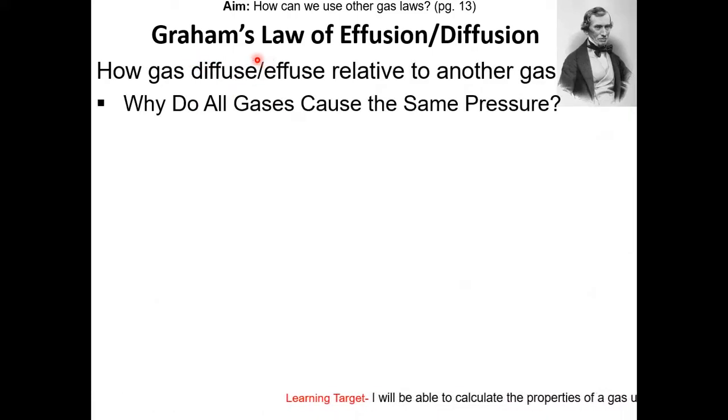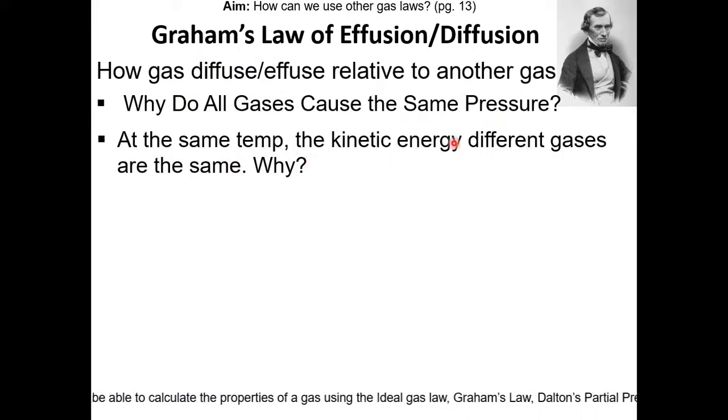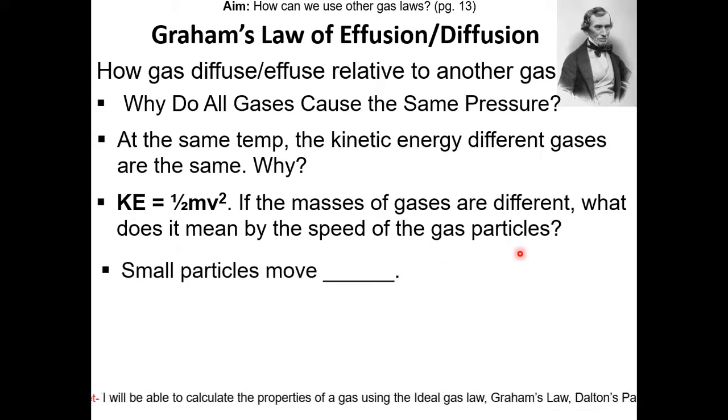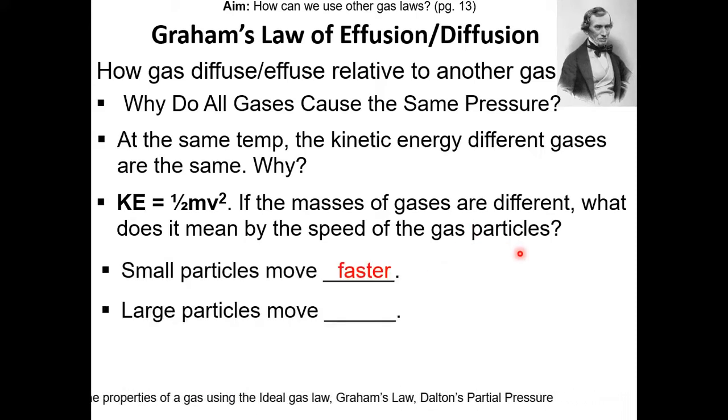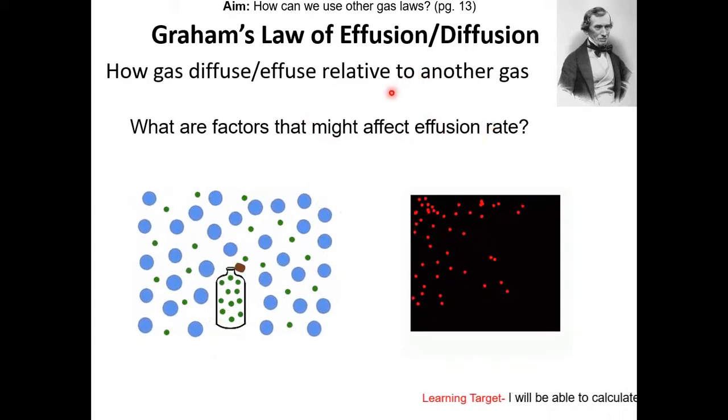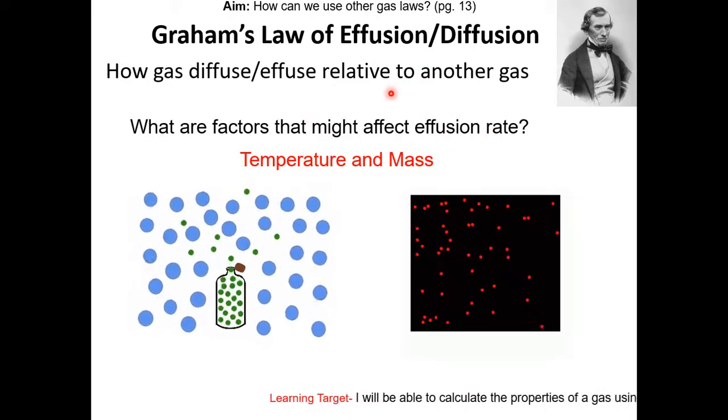Graham's law seeks to answer why all gases cause the same pressure. At the same temperature, the kinetic energy of different gases is the same. Why is that? Because temperature is the average kinetic energy. Kinetic energy is 1/2 mv squared. m is mass, v is velocity. If the masses of the gases are different, what does it mean for the speed of those gas particles? It means that the small particles will move faster and the large particles move slower, so that the kinetic energy is the same. What factors might affect the effusion rate? There are 2 factors, the temperature and the mass.